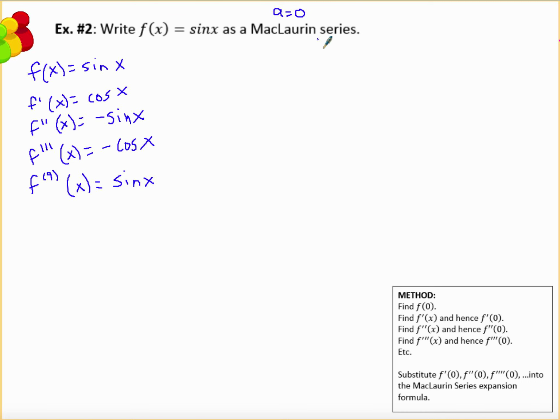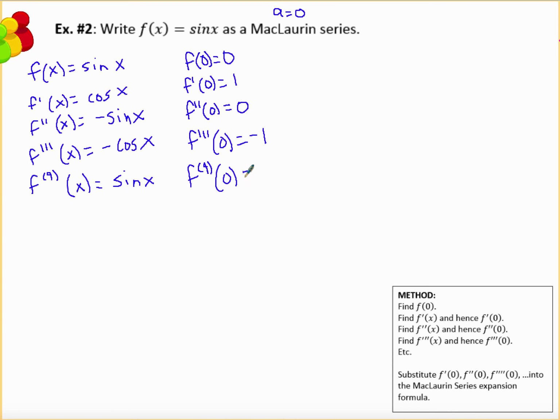And since this is a Maclaurin series and we're going to be centered around 0, I'm going to find f of 0. So f of 0 is 0 since the sine of 0 is 0. First derivative at 0, that's going to be 1 because at 0 cosine is 1. The second derivative, well, 0 times a negative is still 0. The third derivative at 0 is going to give me -1. And your fourth derivative at 0 is back to 0. So we have repeated ourselves.